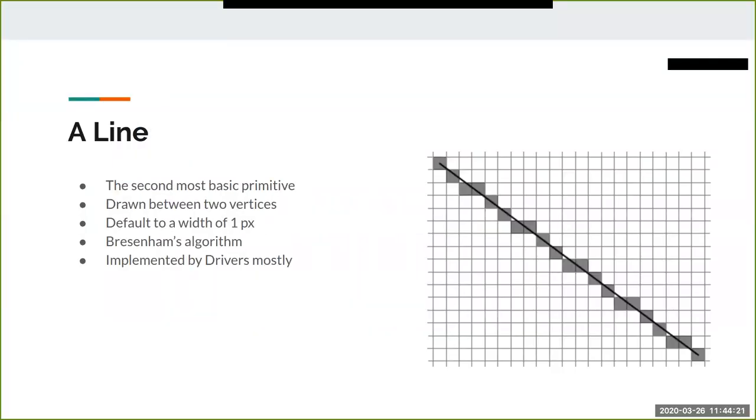Next thing is a line. It's the second most basic primitive. So a point is the most basic one, and a line is the second most basic one. It's drawn between two vertices with a default width of 1 pixel. And the default implementation to convert a line into pixels uses Bresenham's algorithm. When you do hardware rendering, this is implemented by a graphics driver. But if you do software rendering, you have to implement this algorithm yourself. So what it does is basically you take a line across the grid of pixels, and then you figure out which pixels should get the coloring based on how big a chunk of it the line covers. So this is the most used line drawing algorithm.